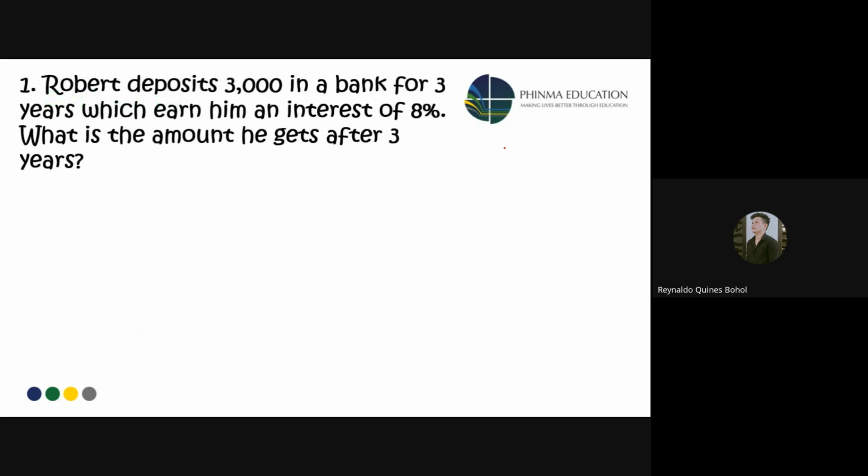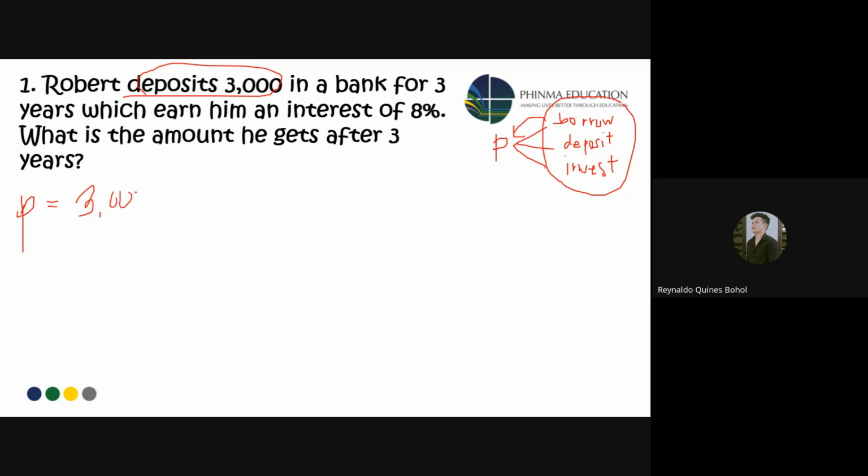Let's apply the four formulas. There are key magic words: borrow, deposit, and invest. If you read any of these three, it means the principal. Just like this one, deposits. So the principal here is 3,000.